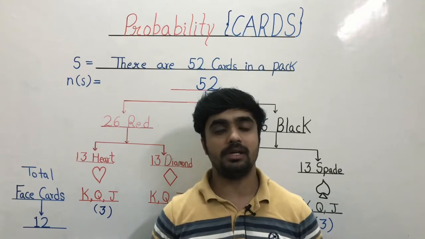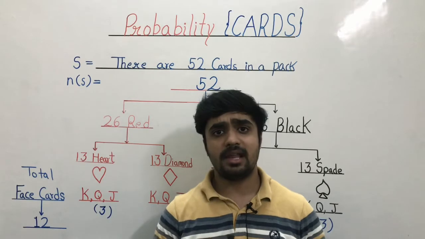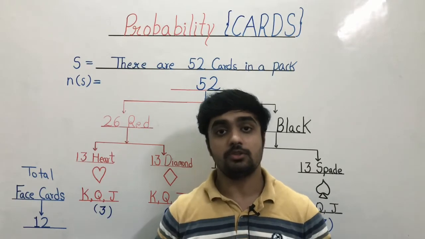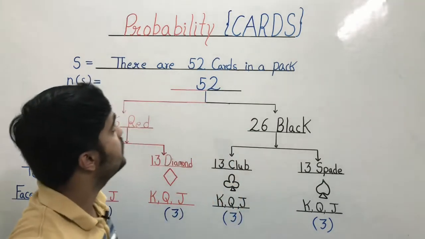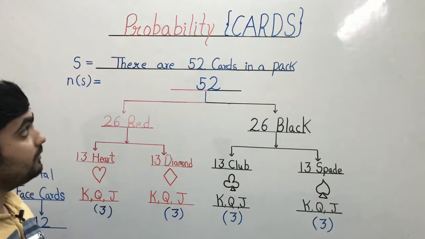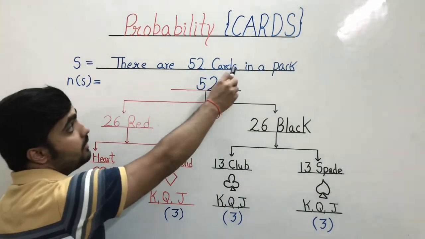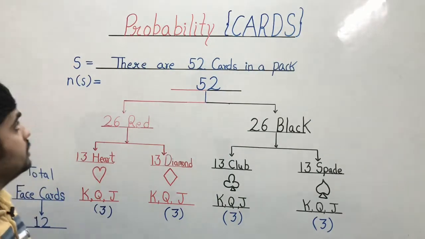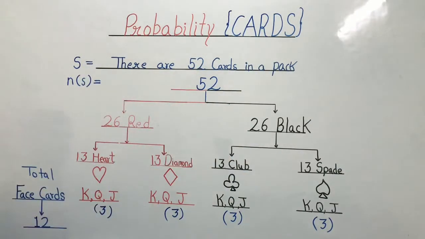Today we are going to learn an important topic of probability, that is playing cards. There are many questions from this topic, so let's learn this in brief. So let's begin. In a pack of cards there are total 52 cards. In a well shuffled pack there are total 52 cards. So our sample space will consist of all these 52 cards. Let's learn about these 52 cards in brief.